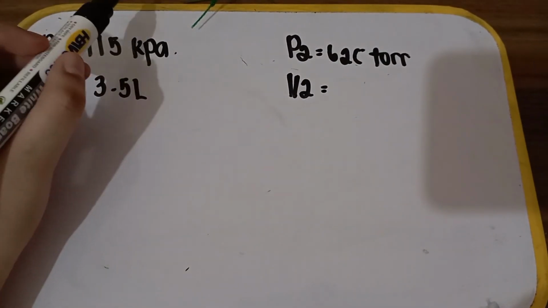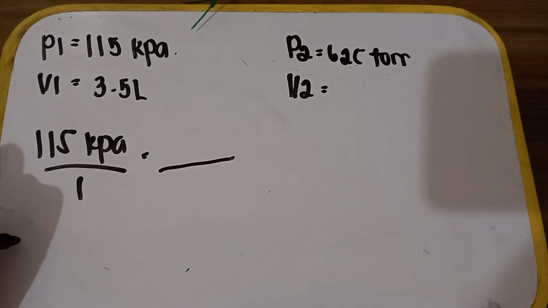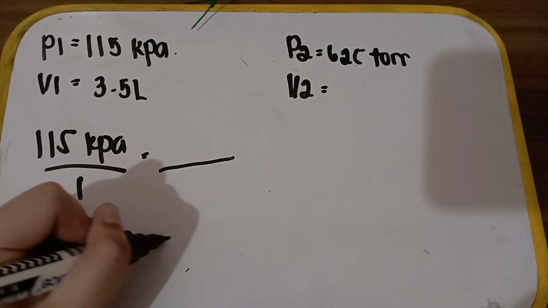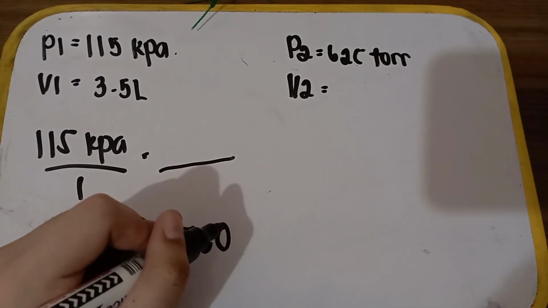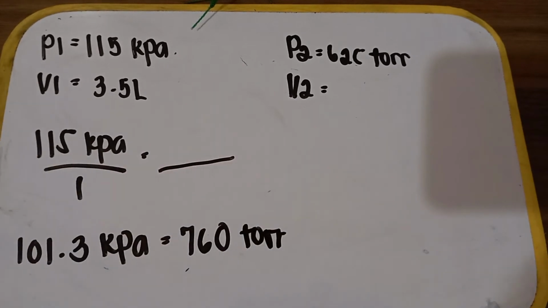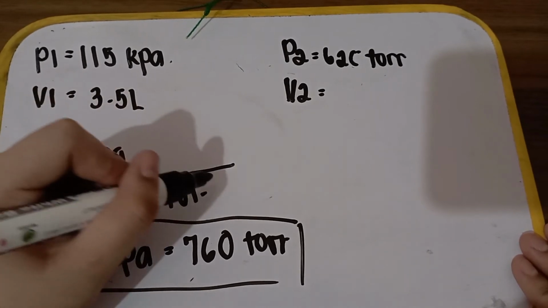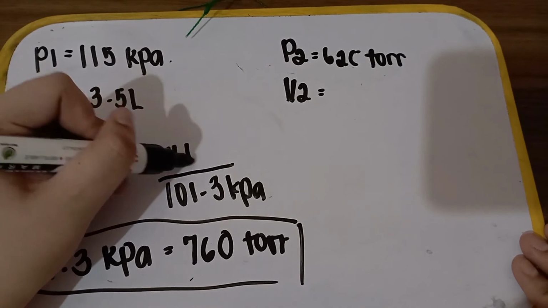P1 and P2 need to have the same unit, so we will convert P1 to a torr value. So we need to know the conversion between kPa and torr. 101.3 kPa is equal to 1 atmosphere, which in turn is equal to 760 torr. So this is the conversion factor that we need. We're going to put 101.3 kPa on the bottom and 760 torr on top.